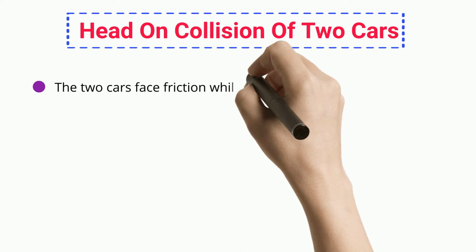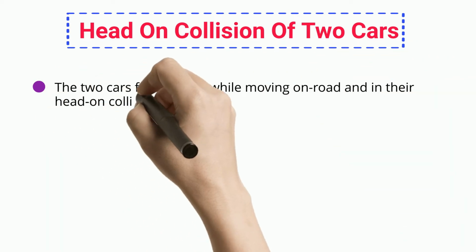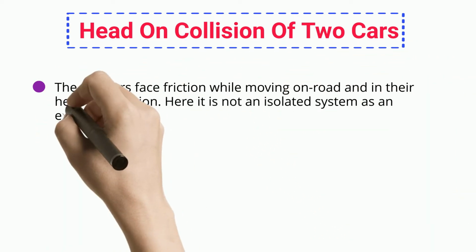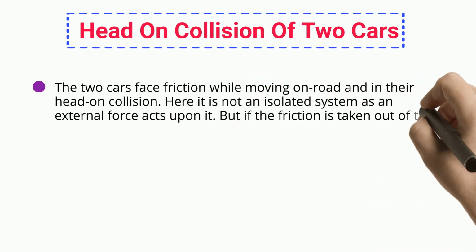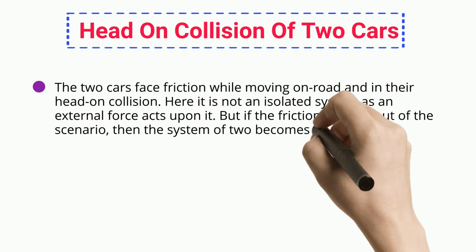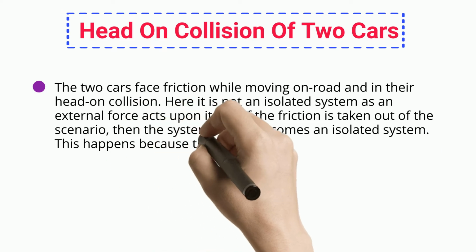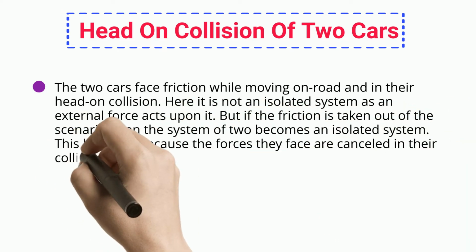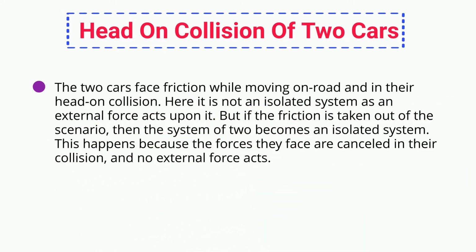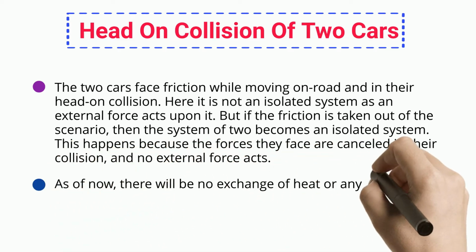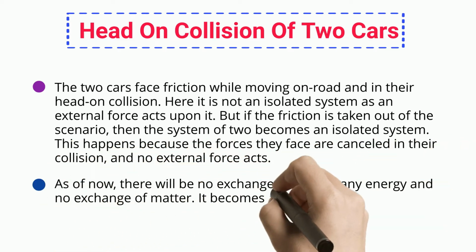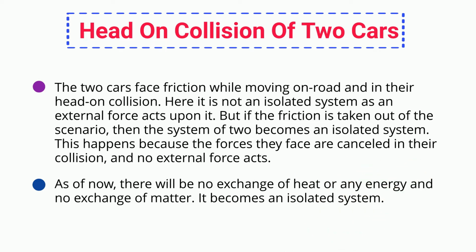The two cars face friction while moving on the road and in their head-on collision. Here it is not an isolated system, as an external force acts upon it. But if the friction is taken out of the scenario, then the system of two becomes an isolated system. This happens because the forces they face cancel in their collision, and no external force acts. As of now, there will be no exchange of heat or any energy, and no exchange of matter. It becomes an isolated system.